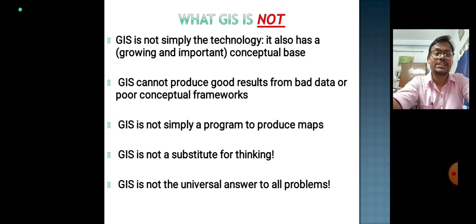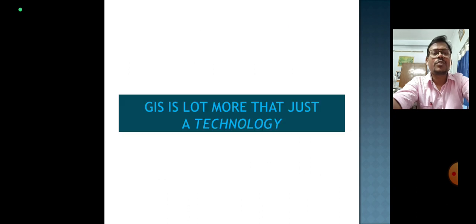What GIS is not. GIS is not simply the technology, it also has a conceptual base. GIS cannot produce good results from bad data or poor conceptual frameworks. GIS is not simply a program to produce maps. GIS is not a substitute for thinking. GIS is not the universal answer to all problems. GIS is a lot more than just a technology.